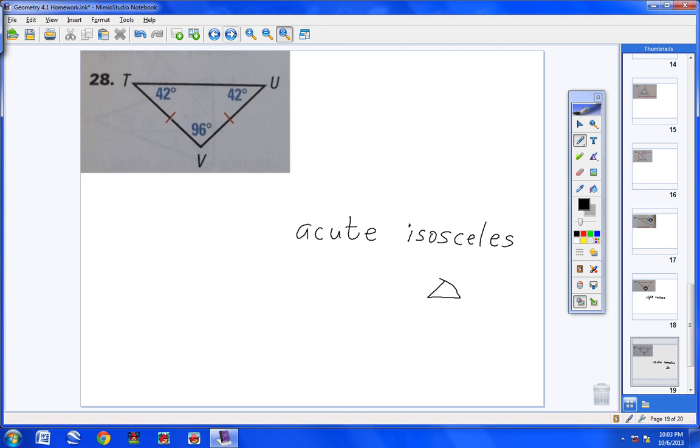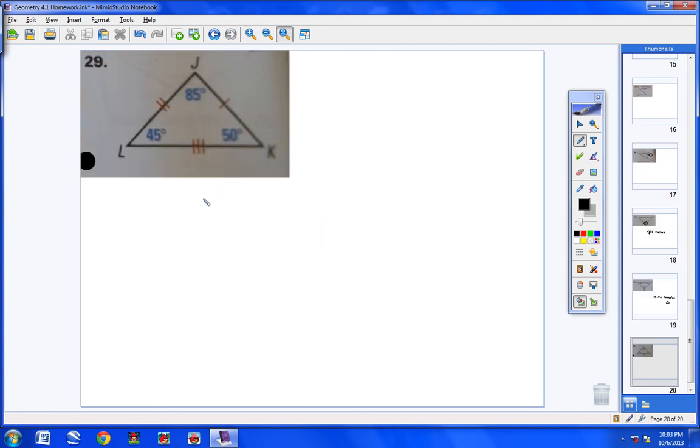And I'm sure you, with your great excitement now, we're on the very last problem, so that's good. And let's see if we can't finish this quickly. We have angles of 45, 85, and 50. They're all less than 90. So we know we have an acute triangle for sure based on the angles. And now look at the sides. 1 slash, 2 slashes, 3 slashes. So all 3 sides are not congruent. And we call that type of triangle a scalene triangle. So we would call this triangle an acute scalene triangle.